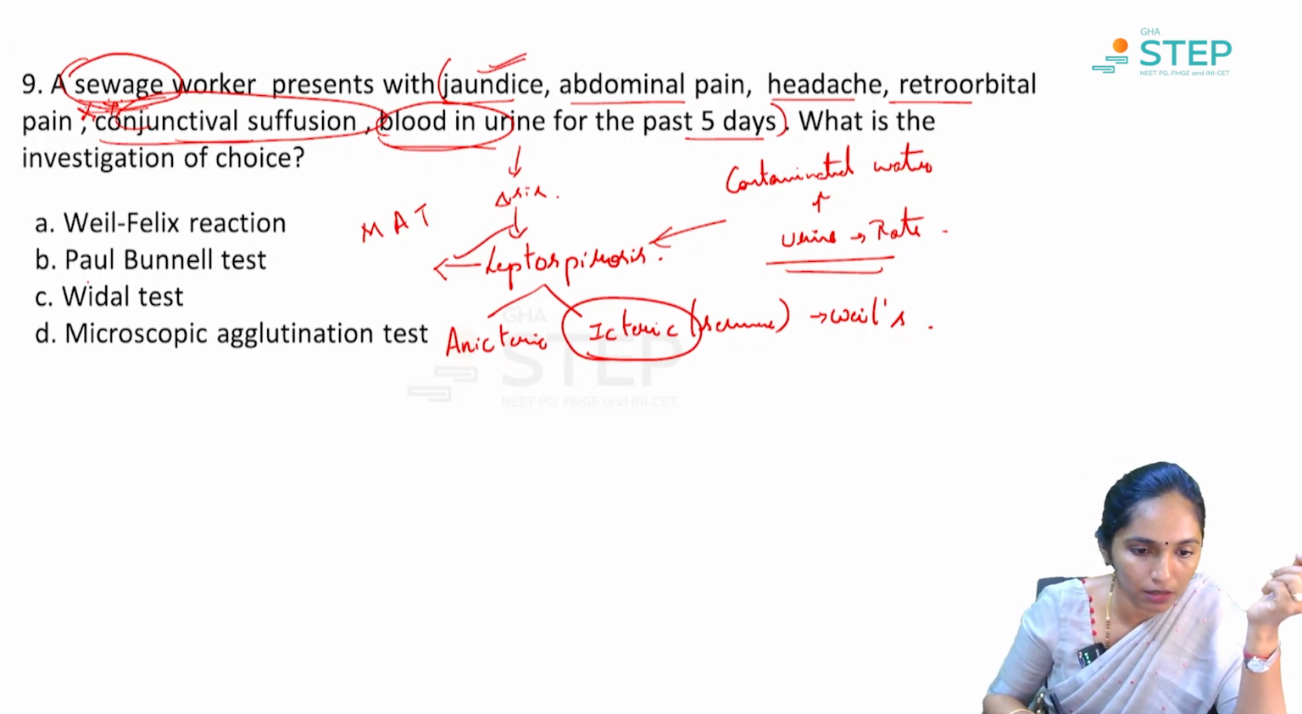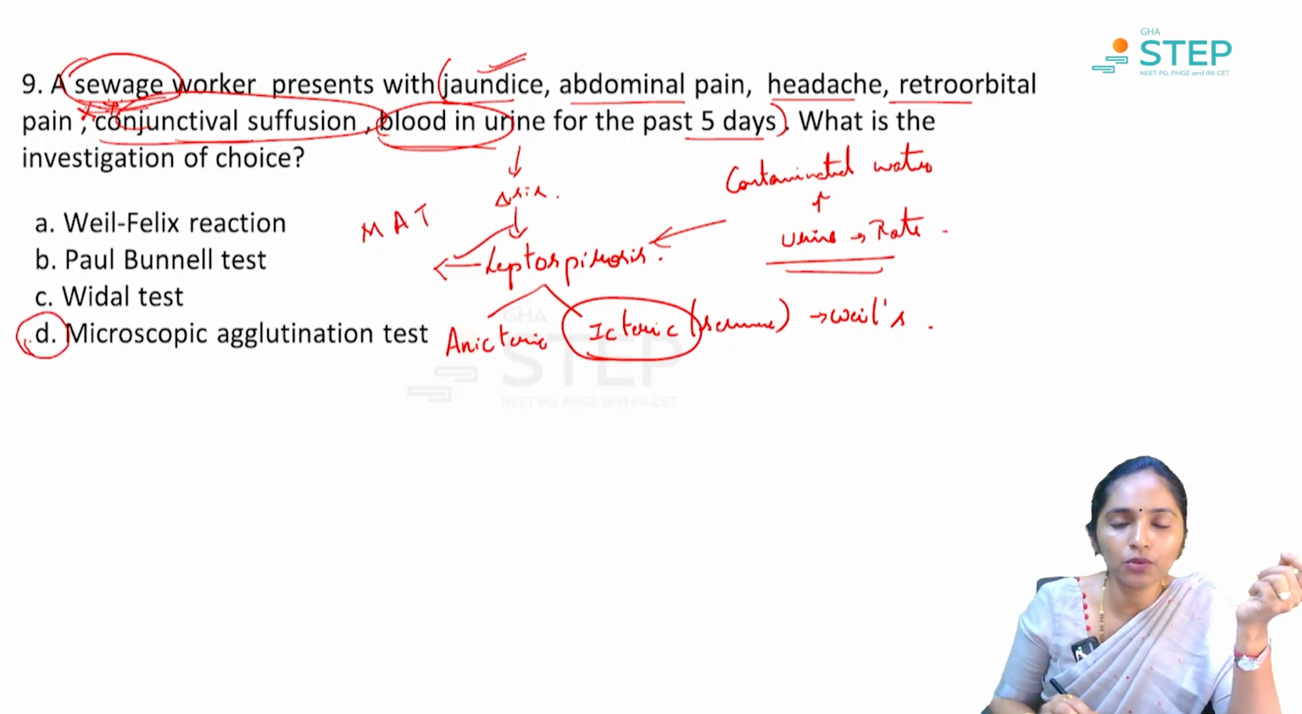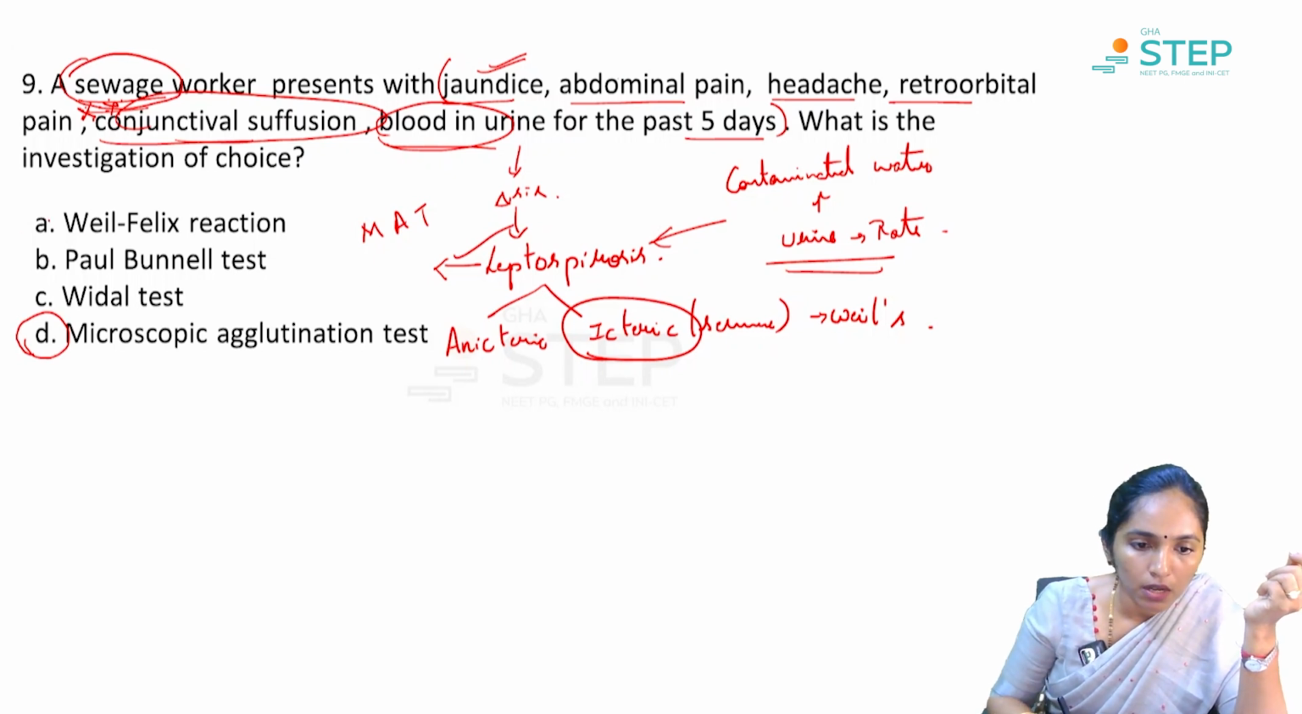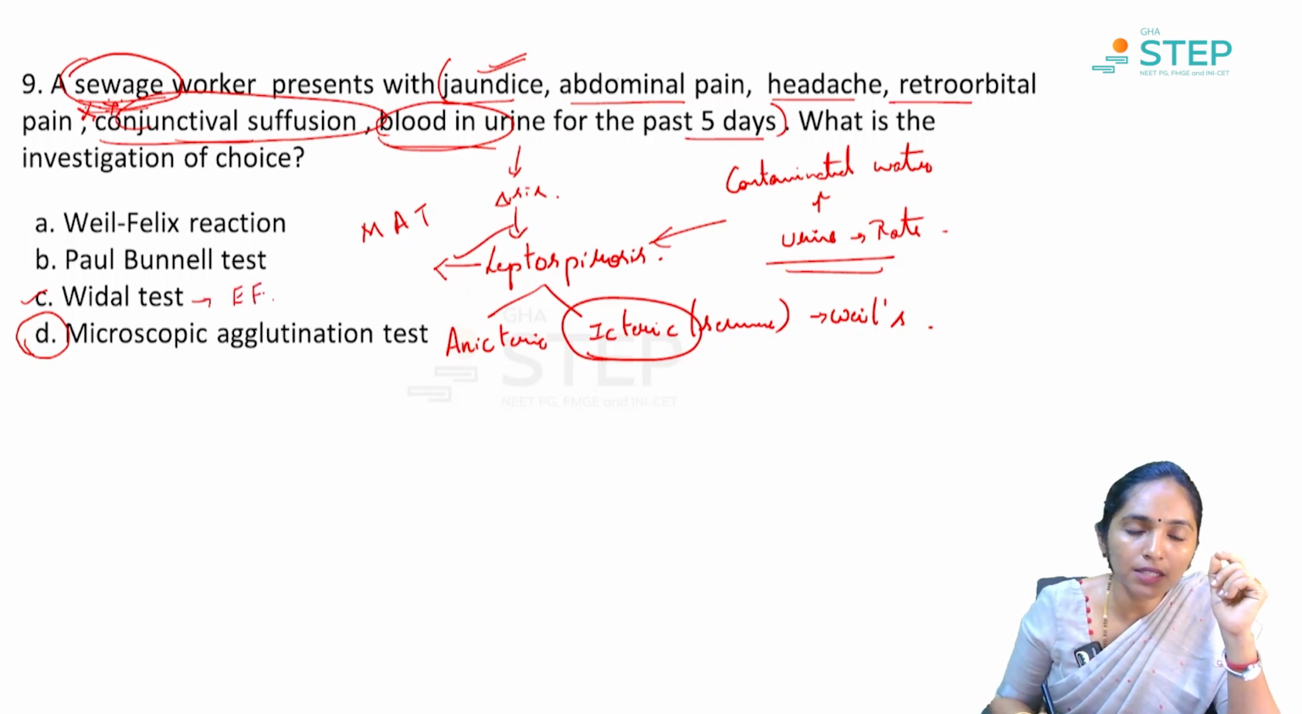So shall we search for the same? Yes, so we have it here. This is the microscopic agglutination test done for leptospirosis. So let us try and understand the other options also. Where do we do the Vidal test? The Vidal test, I already told you, is done in enteric fever. So we do the Vidal test in enteric fever.